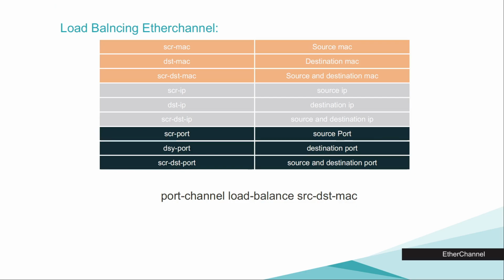When configuring the Etherchannel, we have the option to choose the load balancing that we want to use in our Etherchannel. So the command will be port-channel load-balance, and then choose the load balancing option that we need to configure for our Etherchannel. For example, we can choose source MAC address, destination MAC address, and also source and destination MAC address. We can choose source IP address, destination IP address, source and destination IP address. We can also choose source port, destination port, or source and destination port.